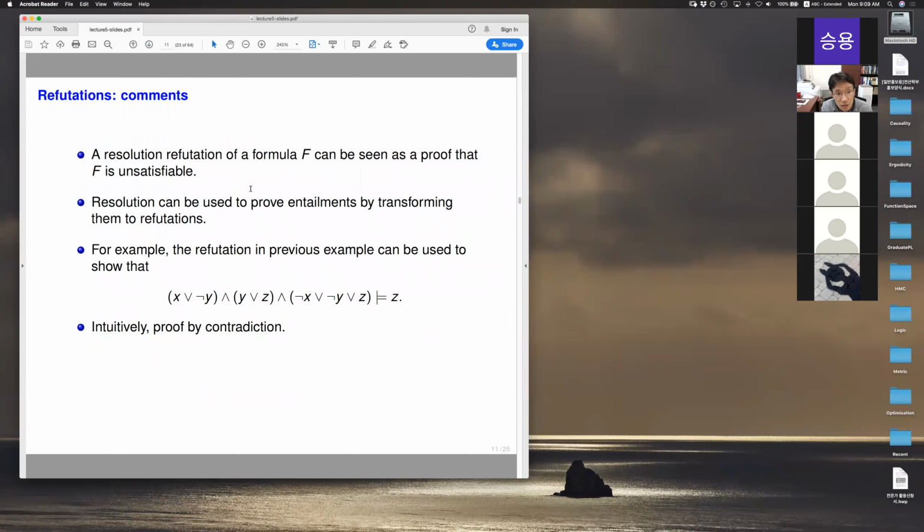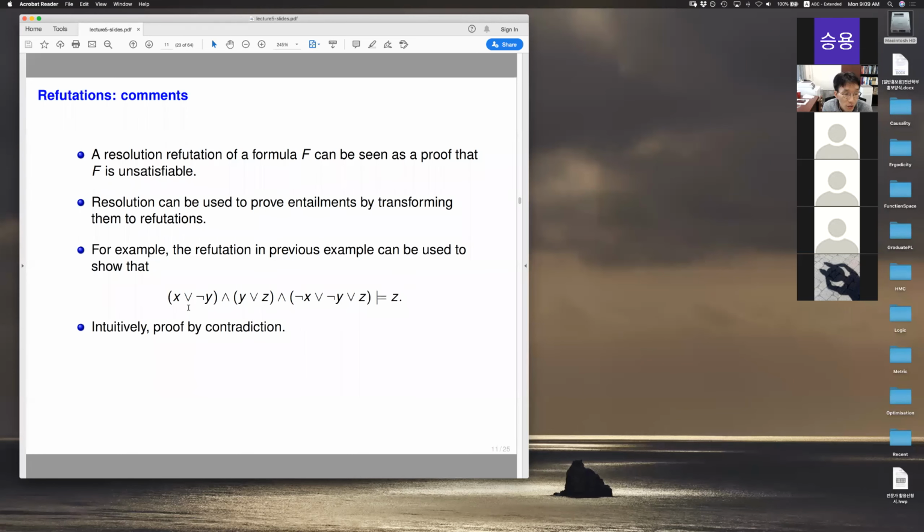And then, as I said, this refutation of a formula F can be seen as the unsatisfiability proof. So it's a proof that the formula F is invalid, is never going to be true, okay? And so this is a specific kind of statement that we can prove about the given CNF formula F, but that is very powerful. That's because of what I said before, which is proof by contradiction.